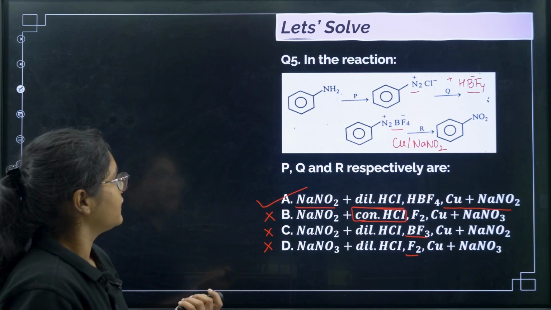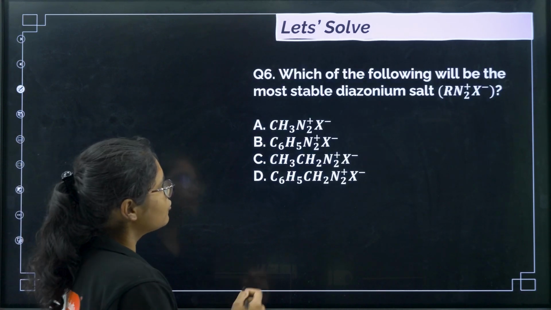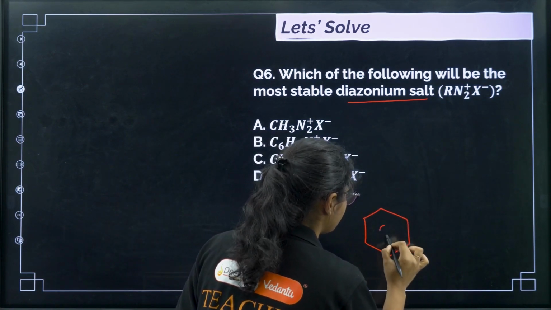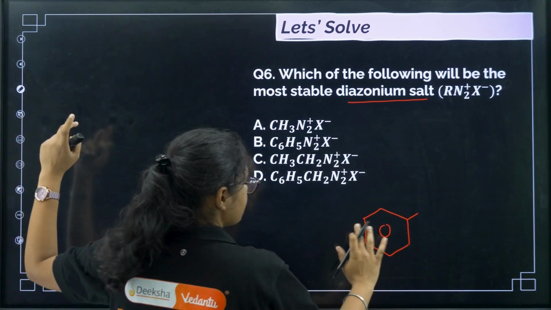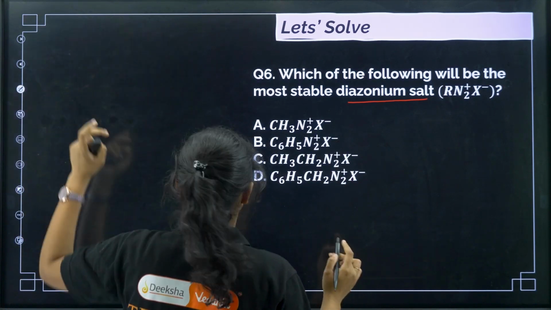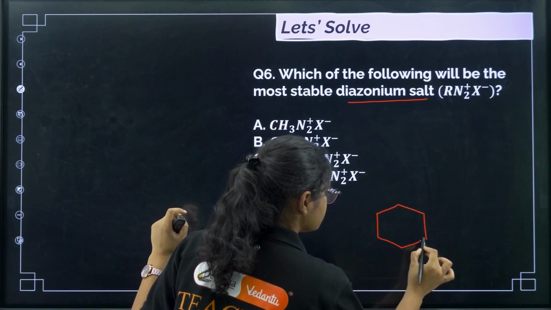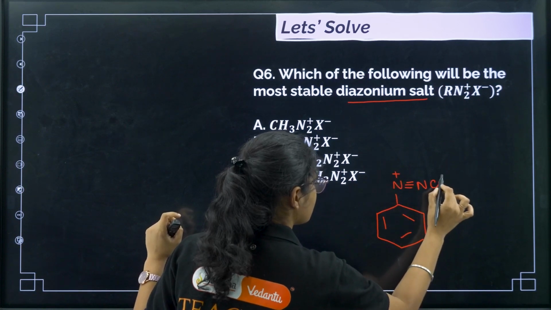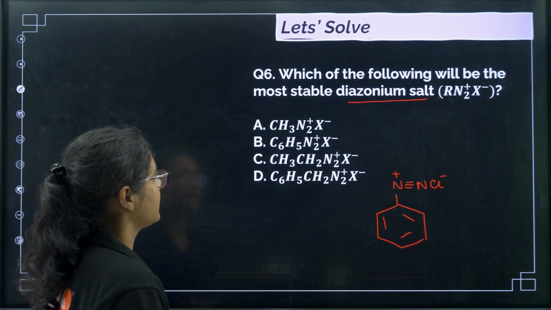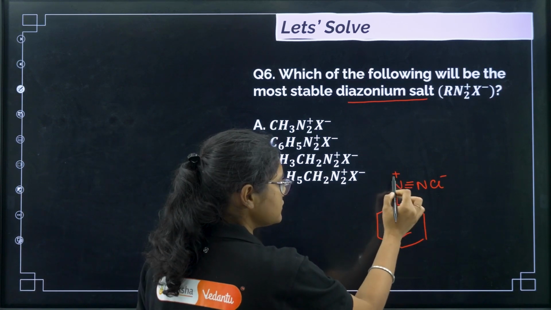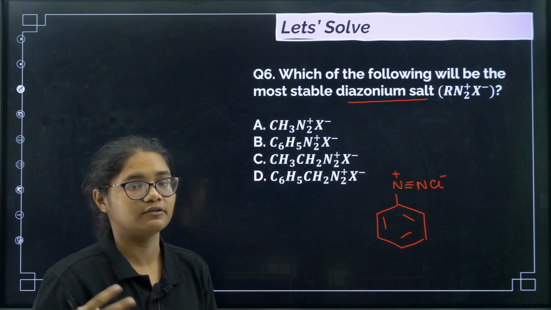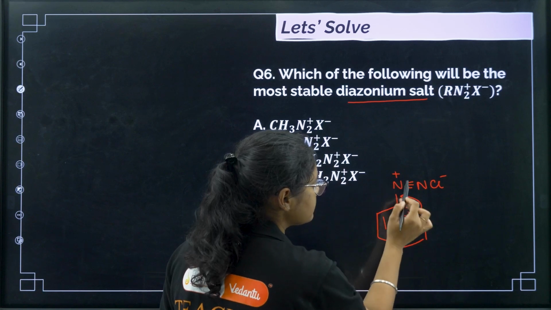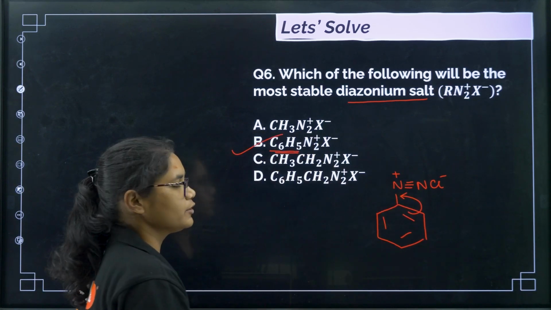Okay. Fine. Next question: which of the following will be the most stable diazonium salt? If you draw the structure of a diazonium salt, we have it like this. For example, this is the structure of benzene diazonium chloride. Now if you see, this is a positive charge, right? So if it can gain electrons, then it will be more stable. If you have C6H5, then there will be resonance from here and this one will get stabilized. So the most stable one is option B.